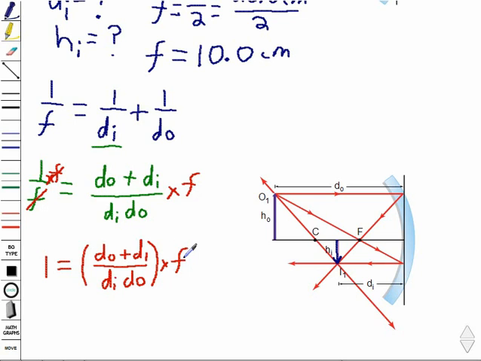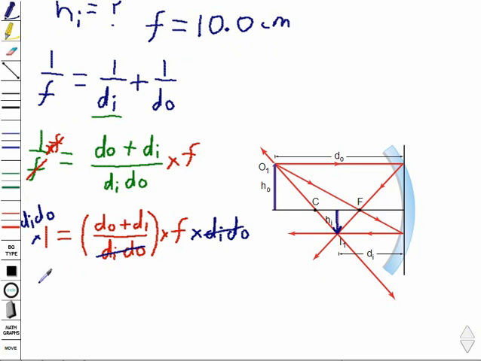Then I want to get rid of my part here, the di times do, so I'm going to multiply both sides by di and do. And I really should give myself more room to work here, but sometimes you don't. So that cancels that out because it's on the top and the bottom of the fraction. So now I'm almost where I need to be. I got di times do, and that's equal to my focal point times the quantity do plus di.